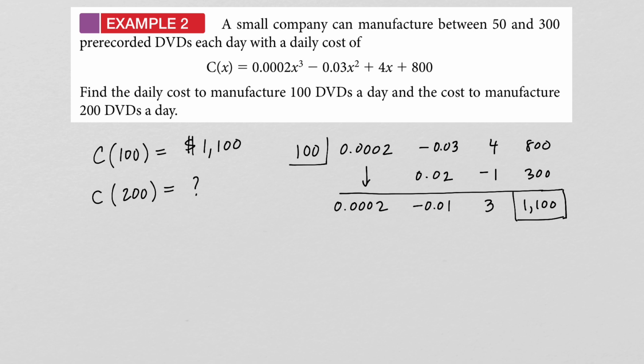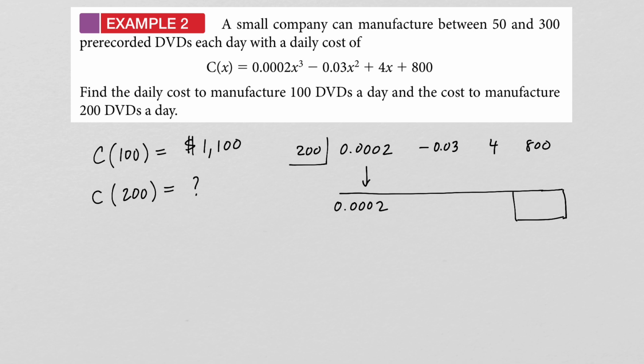Now, what about 200 DVDs? Well, we're just going to plug 200 into the function, which means we just need to change this number here to 200. Now, of course, that's going to change all of the values that we get here. So let's go ahead and clear the space here.